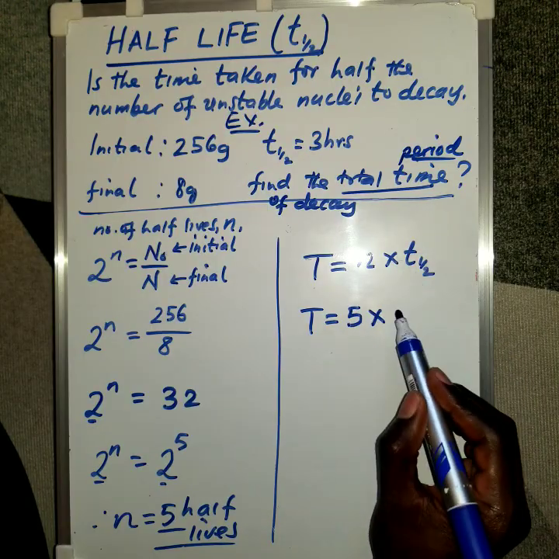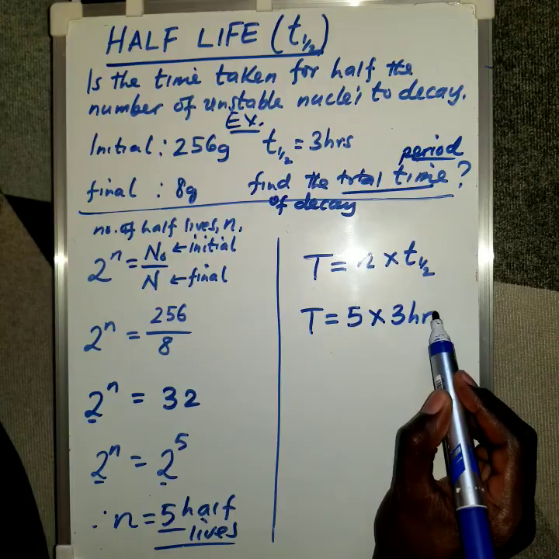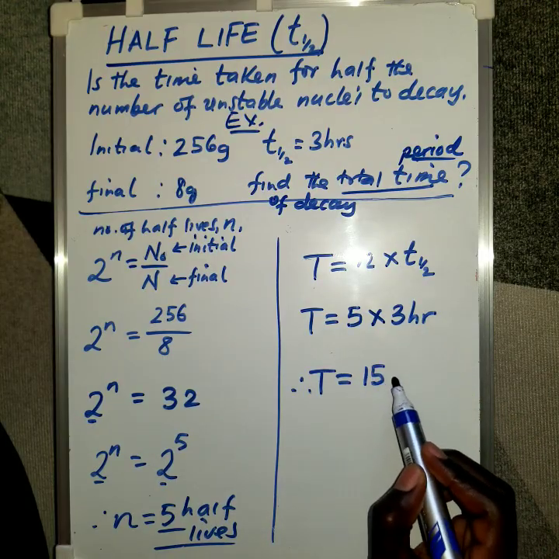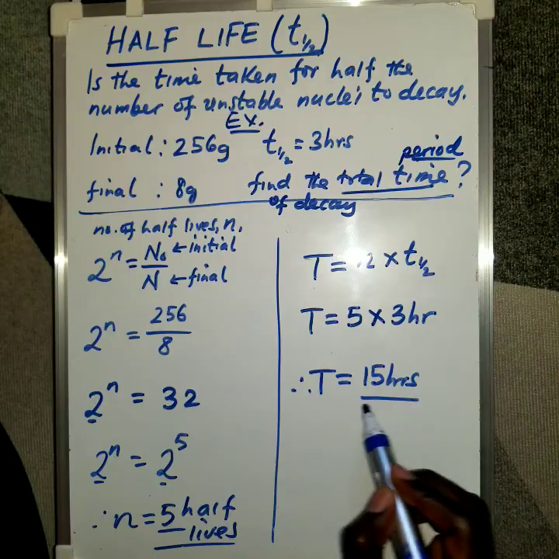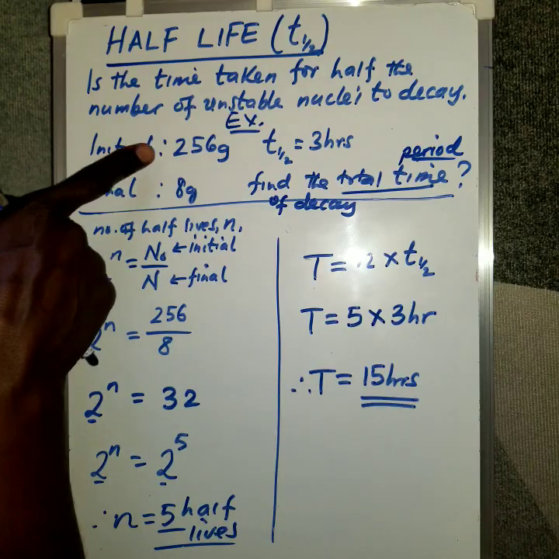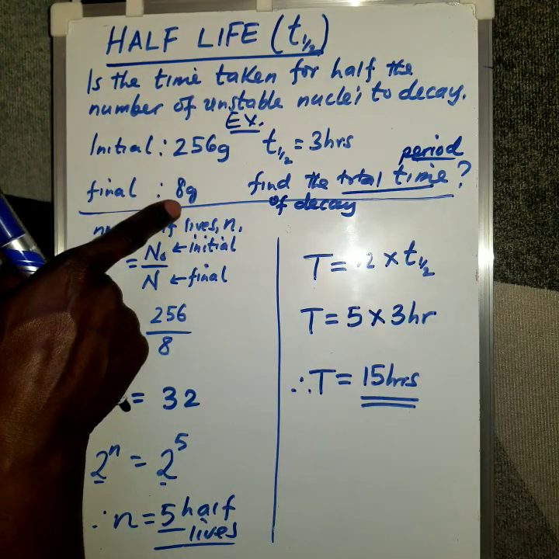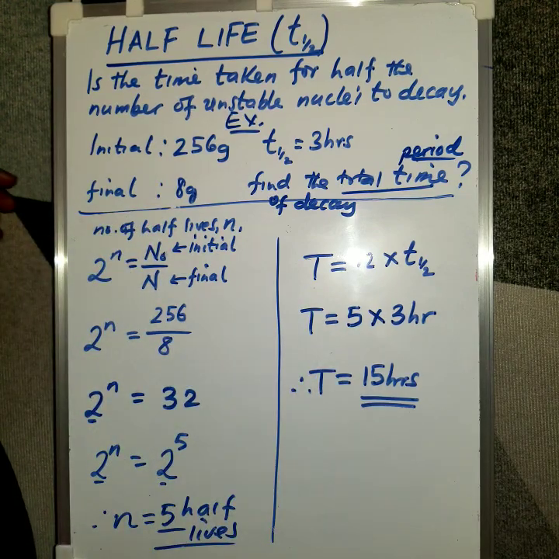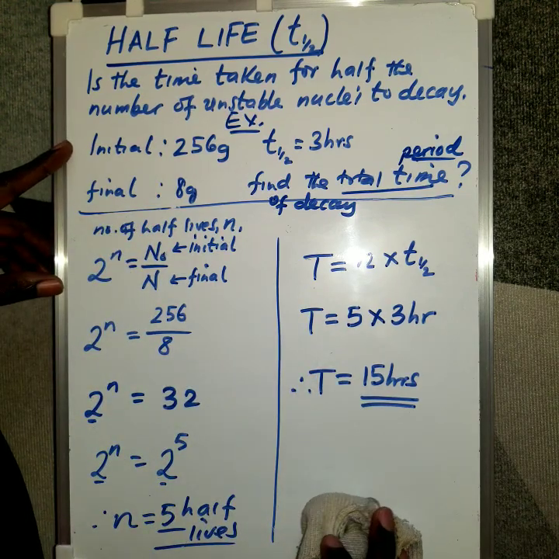The number of half-lives we have found is actually 5. And what is the half-life? The half-life is simply 3 hours. So therefore the total period will give us 15 hours. So meaning it will take 15 hours for the sample to move from 256 to reduce to 8 grams. So you can see that they are going to be asking you such questions in the exam.